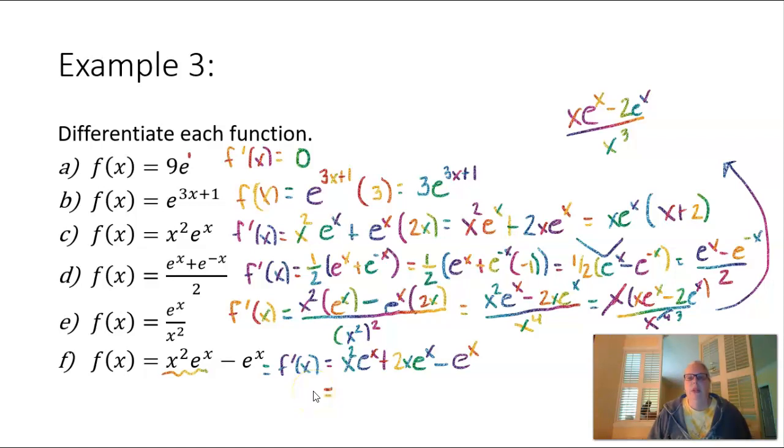I guess if you really wanted to, you could factor out that e to the x power there. It's going to leave you with x squared plus 2x minus 1, but, you know, no real advantage there, just an extra step. So either one of those will be acceptable.